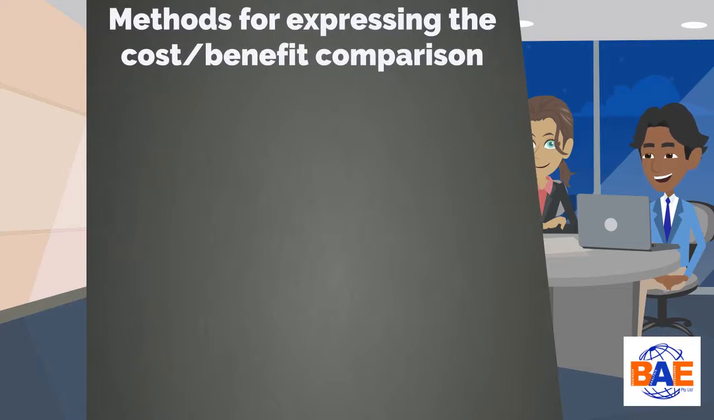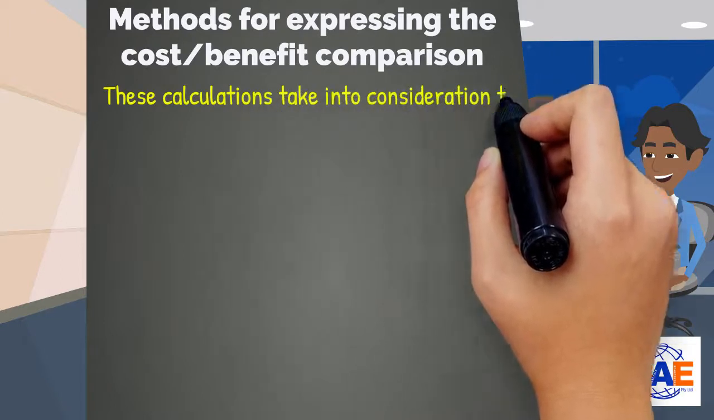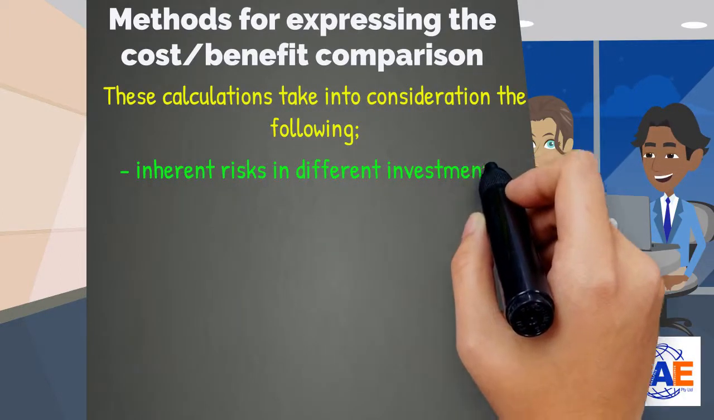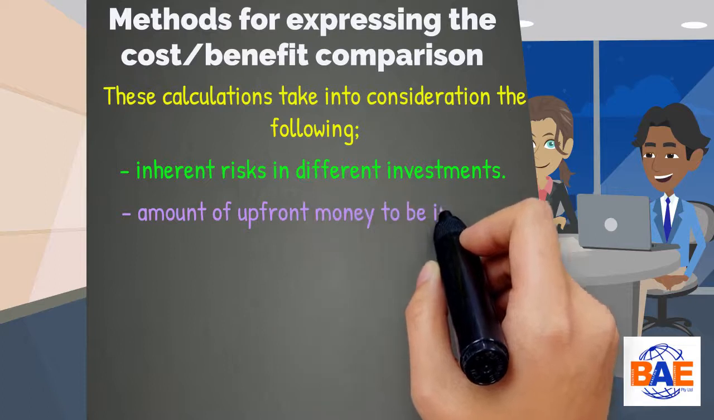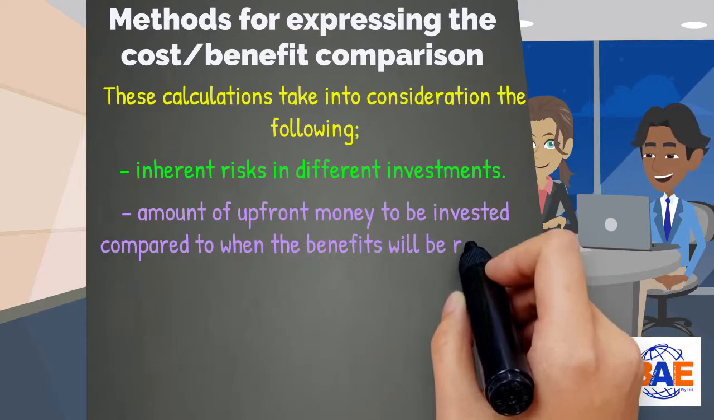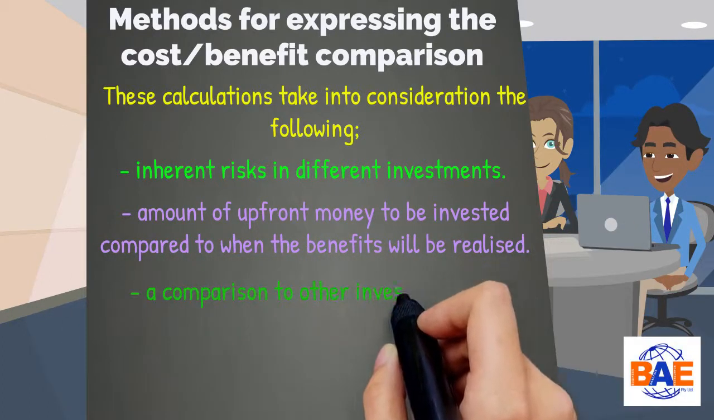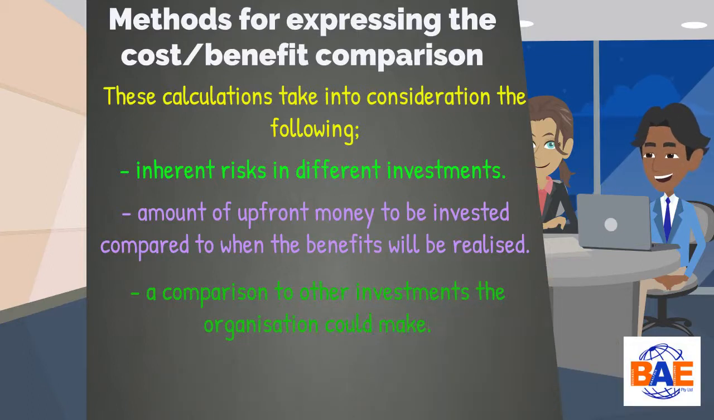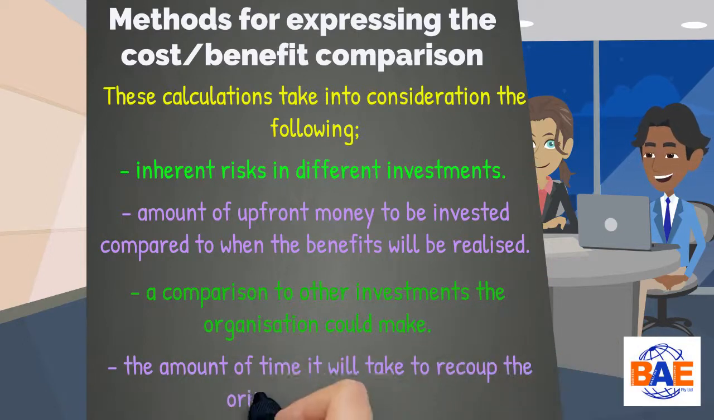Organizations use a combination of standard financial calculations to understand different perspectives about when and how different investments deliver value. These calculations take into consideration the inherent risks in different investments, the amount of upfront money to be invested compared to when the benefits will be realized, a comparison to other investments the organization could make, and the amount of time it will take to recoup the original investment. Let us now delve into the more detailed metrics, understand their purpose, and the formula associated with each.